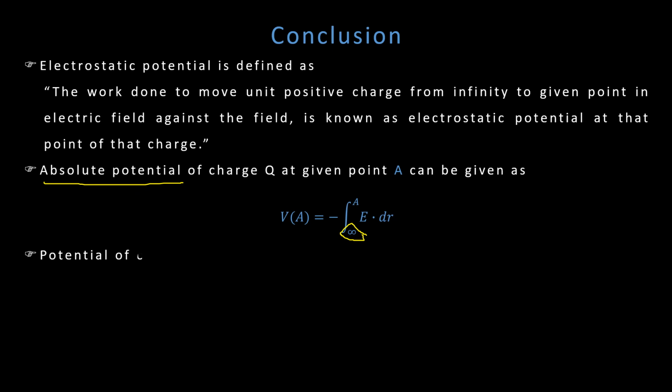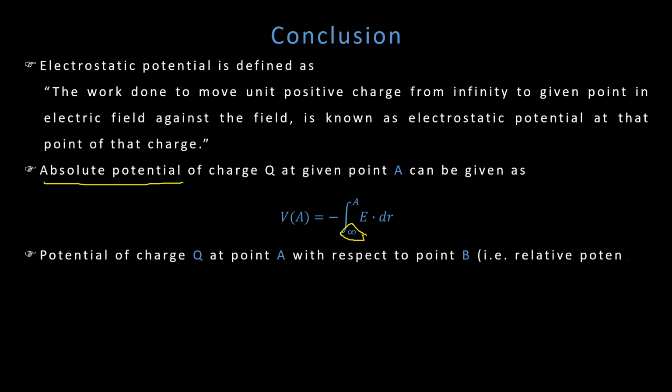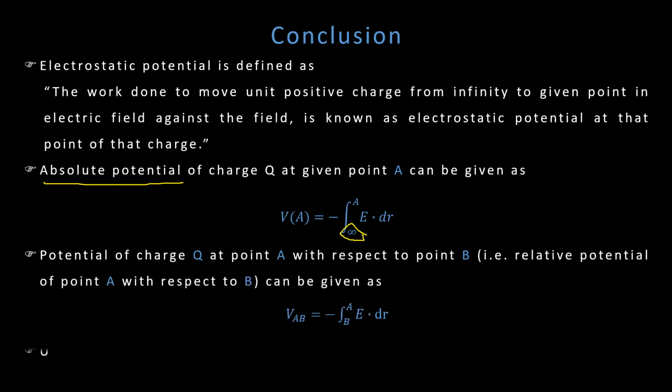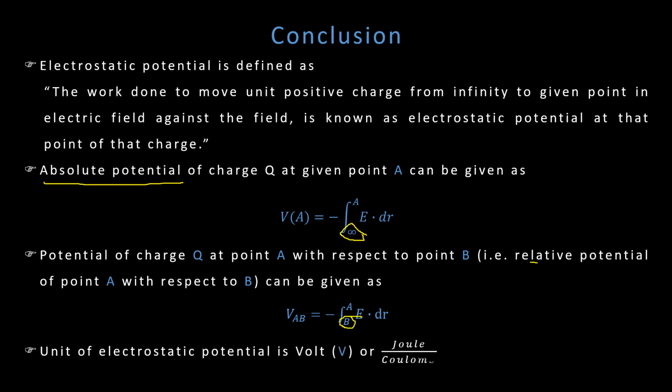And potential of charge q at a point with respect to some other point, which is relative potential, can be given as integration from b to a, and it is relative potential. And as it is work done per unit charge, one obvious unit is joule per coulomb. Work upon charge is joule per coulomb, but conventionally potential is expressed in terms of volt.